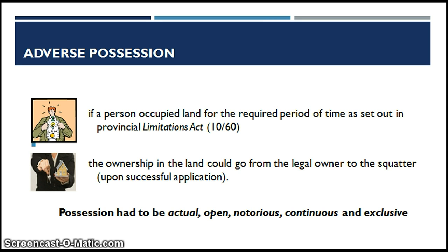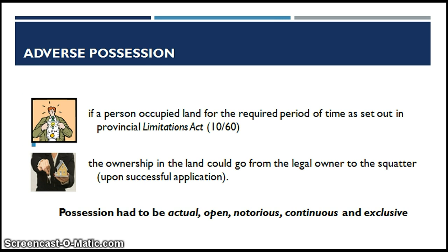In order for possession to be transferred from the owner of the land to the squatter, possession during that 10 or 60-year period had to be actual, open, notorious, continuous, and exclusive. What does that mean exactly? Let's have a look at each one of these components individually.